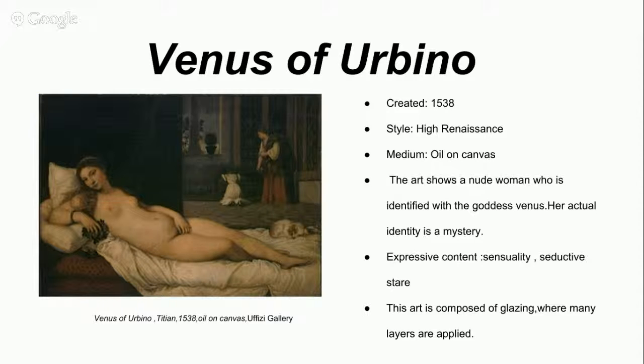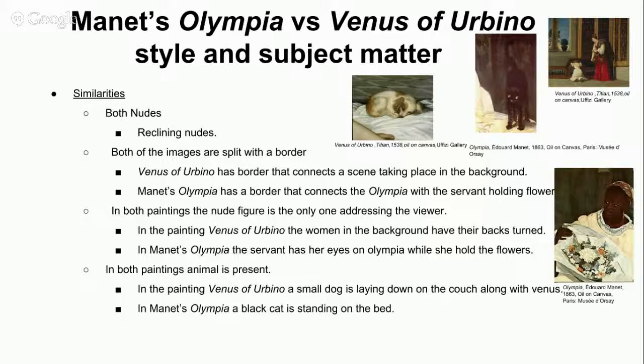Manet's Olympia versus the Venus of Urbino, style and subject matter. Like I said before, the similarities: they're both nudes. They're both reclining nudes. Both images are split by a border, and in the image of the Venus of Urbino, you can see the scene taking place in the background.